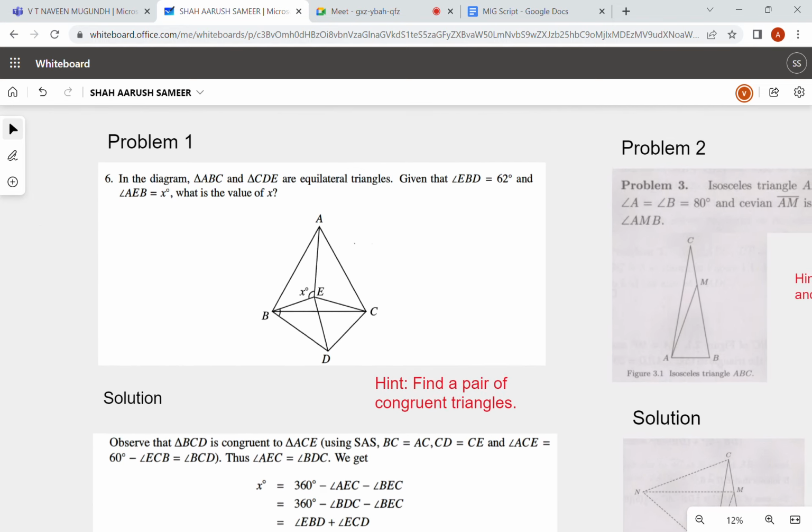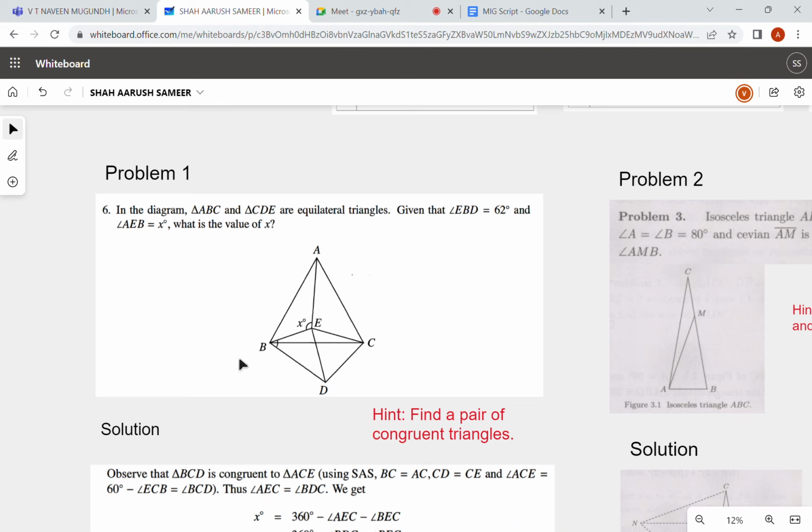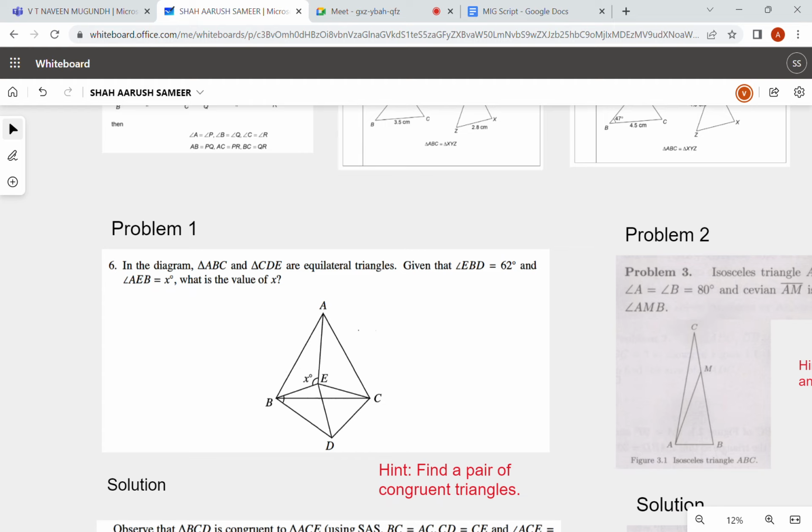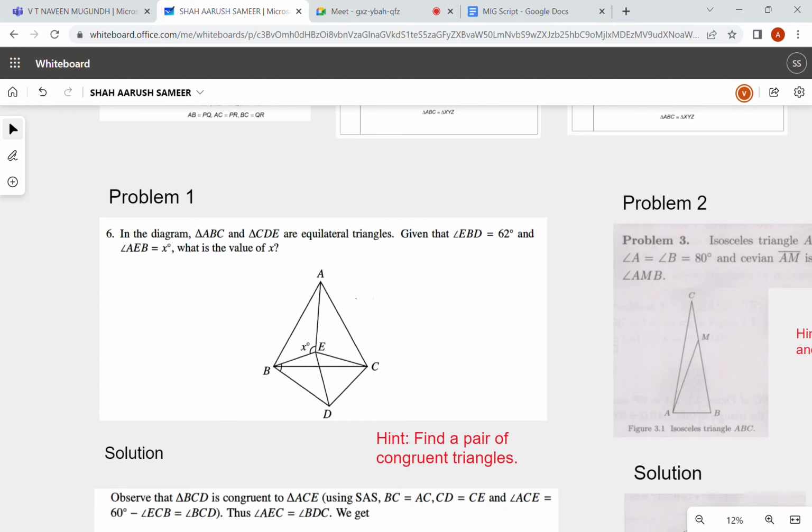Okay, so problem 1 states that in the diagram, triangle ABC and triangle CDE are equilateral triangles, which means that each of the angles are 60 degrees. Given that angle EBD is equal to 62 degrees and angle AEB is equal to x degrees, we want to find the value of angle x, so the value of angle AEB. So the hint is to find a pair of congruent triangles to try to solve this question. So I'll start with the solution.